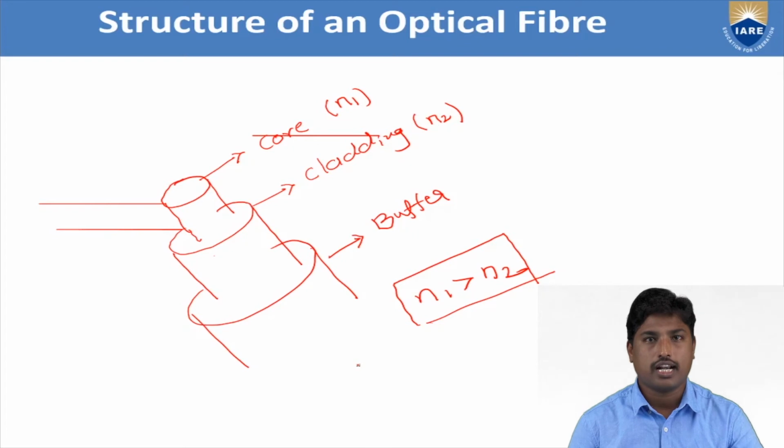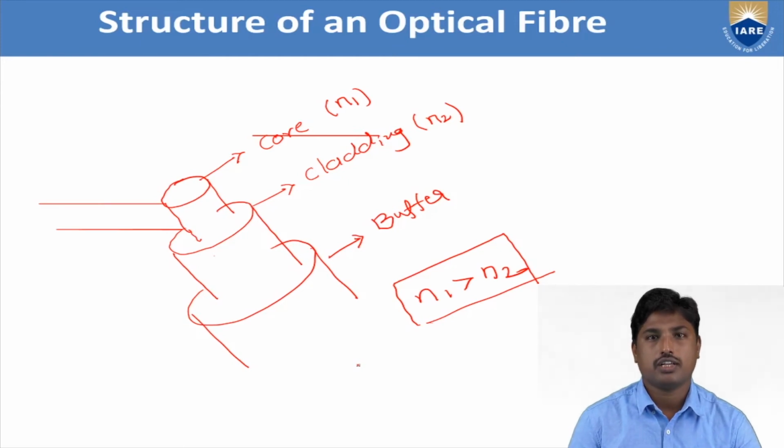Both the core and cladding are made of glass or plastic material. The refractive index of the core is slightly greater than the refractive index of the cladding, to satisfy the condition of total internal reflection. The third thing is the buffer, which is used to protect from physical damage. So this is about the structure of an optical fiber.